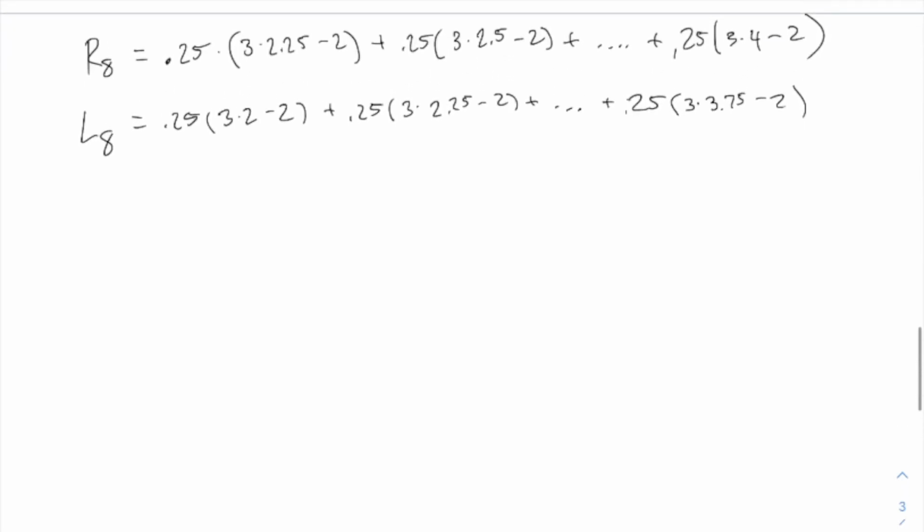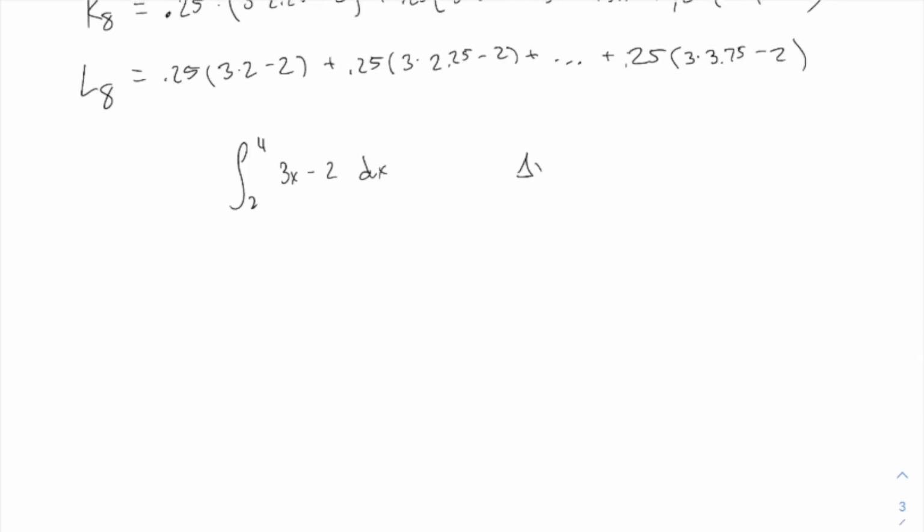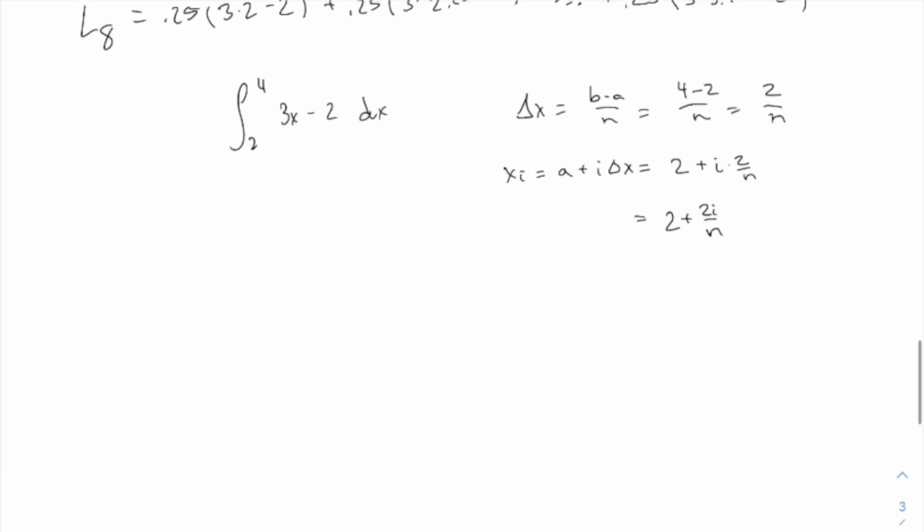That is the actual integral, from 2 to 4, of 3x minus 2 dx. All right. We should start by finding the delta x. It's b minus a over n, which is 4 minus 2 over n, which is 2 over n. All right? And then we find the xi. It is a plus i delta x. Here a is 2, so it's 2 plus i times 2 over n, which you can write a little nicer as 2 plus 2i over n. I hope that's what you got. I saw a lot of people starting off right.